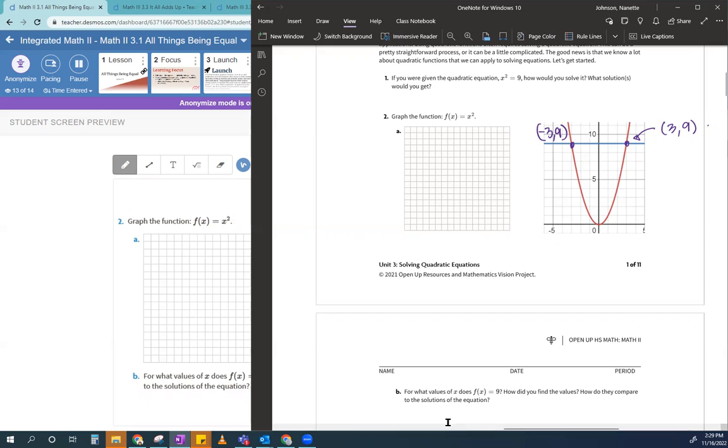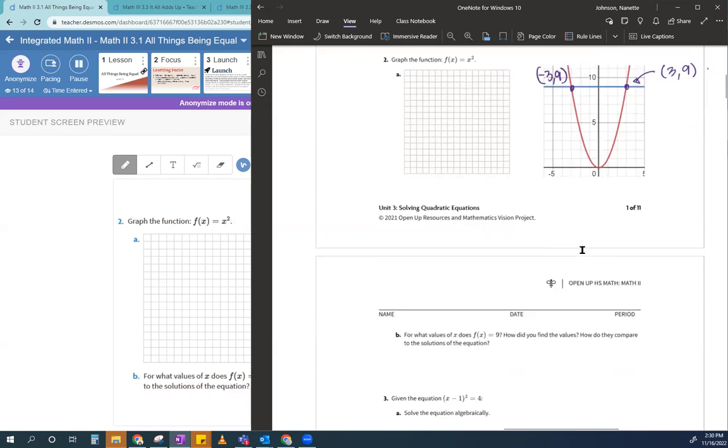How do they compare to the solutions of the equations? Very good. So is everybody okay with this? So far, have I taught you anything new in this part? You guys are like, not yet, Miss Johnson, because we already knew that, right? You already knew how to find the solution to a system. You just find out where they cross. Okay, where they cross.